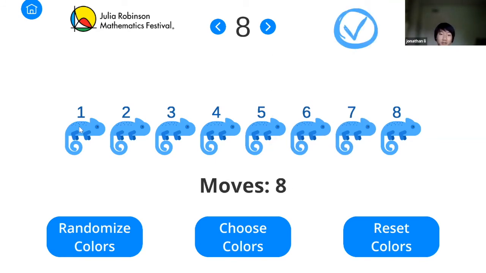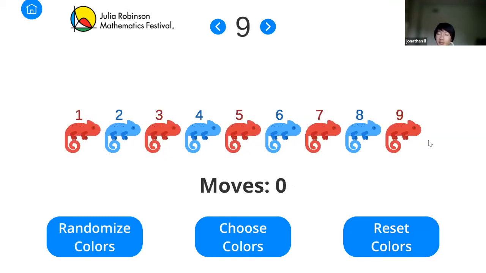So yeah, this is definitely doable with 8, and then because we can change it to blue, we can also change it to red here. It'd be pretty similar, right? So let's move on to 9 chameleons. Do you guys think this is possible?